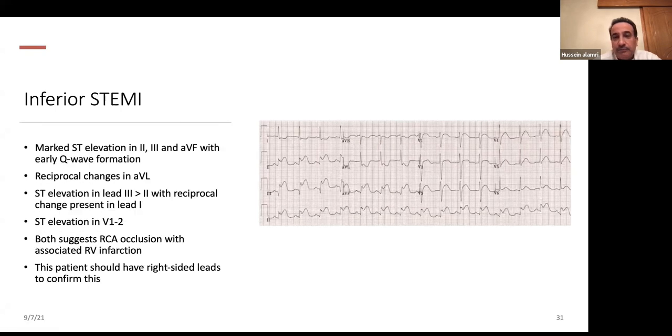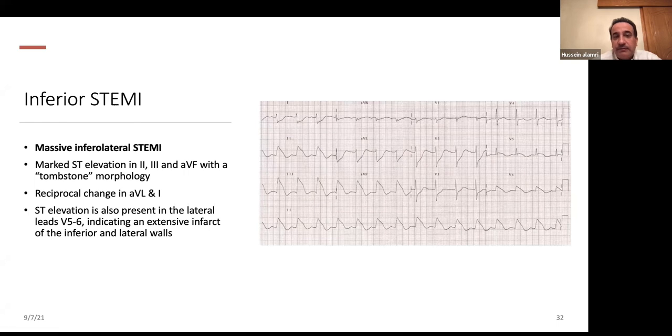This is another ST elevation inferior STEMI, where you see there is marked ST elevation in 2, 3, and aVF. And there's significant reciprocal changes in aVL. Again, if you look at aVL and lead 3, they are mirror images if you invert them. There's also ST elevation in V1 and V2. So what does it suggest? It suggests that there is RV infarction in this patient. So this patient should have right ventricular leads.